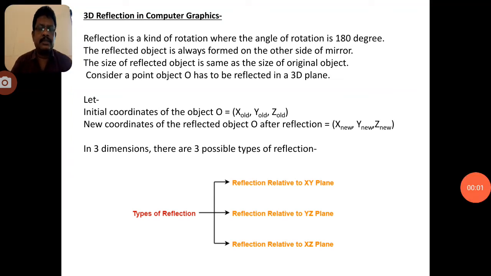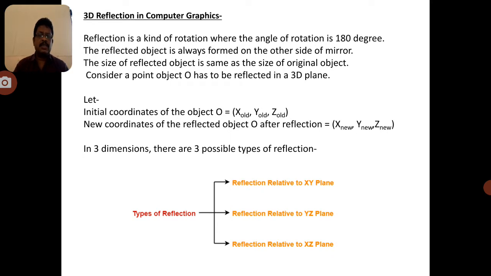Hi students, today I am going to discuss three-dimensional reflection in computer graphics. In the last videos I discussed the 3D translation, 3D rotation and 3D scaling concepts. Now I am going to discuss the 3D reflection.